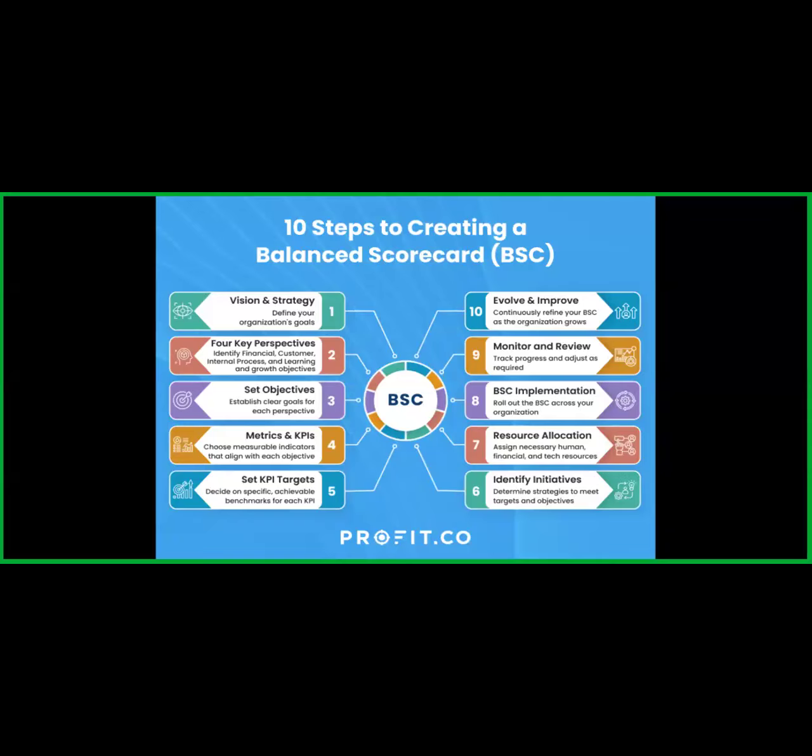So generally, 10 steps are there for creation of a balanced scorecard. One by one, we are going to discuss those 10 steps which will help us to create a balanced scorecard.